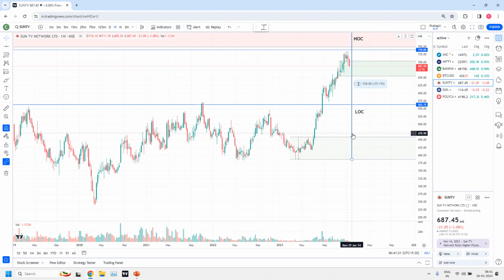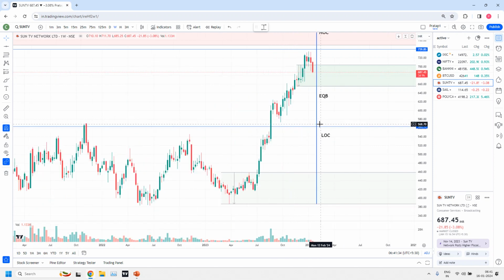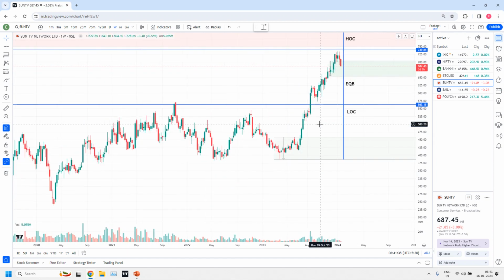So the primary price direction is from monthly demand zone to monthly supply zone. Now the weekly price direction is also going to be changed to weekly demand zone to weekly supply zone. So in this scenario, definitely we can plan long trades because the trend is in our favor.